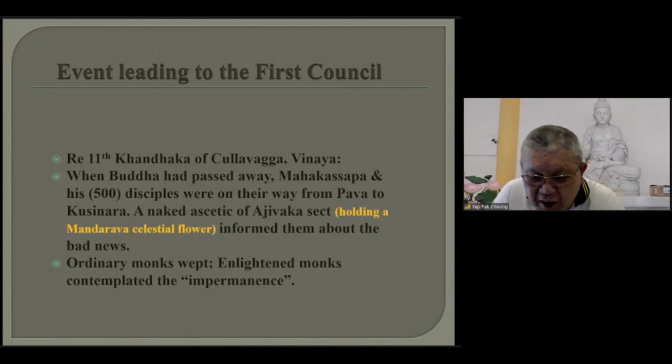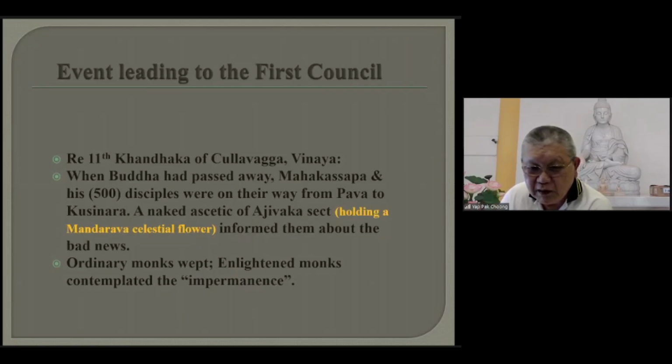According to the Vinaya, the Pali text, one day after Buddha passed away in the outskirts of Kusinara, between 2 sala trees, Mahakassapa was not around. In fact, he and his 500 disciples were on the way back from Pawa to Kusinara. Where is Pawa? Pawa is about 15 kilometers away from Kusinara.